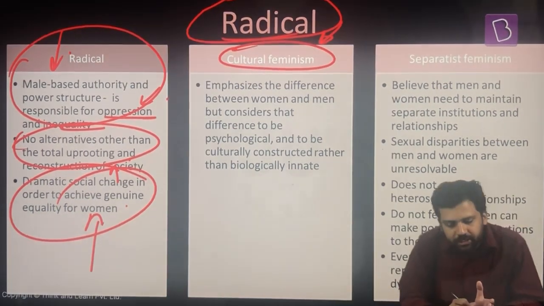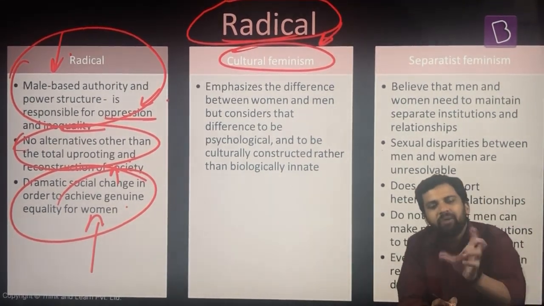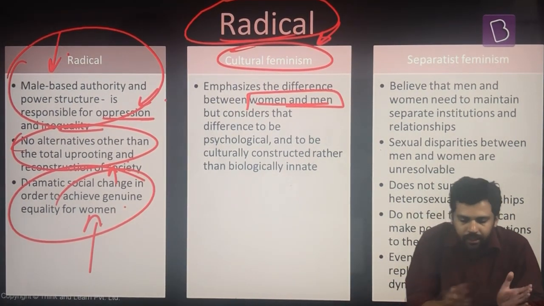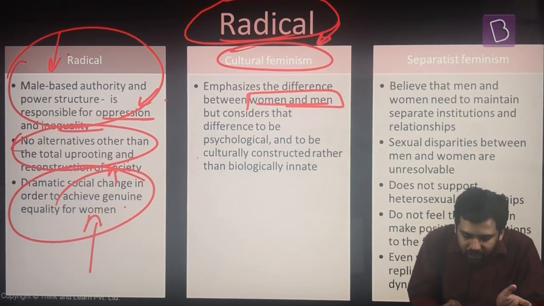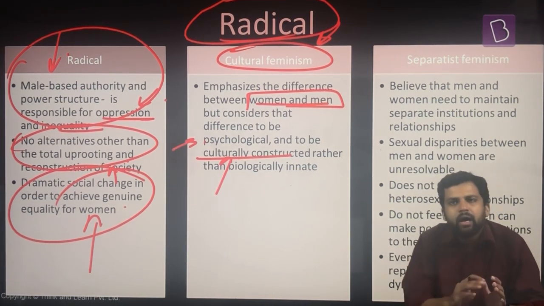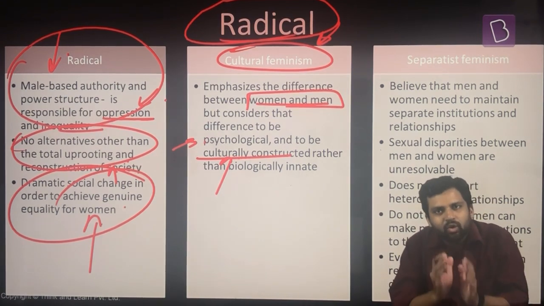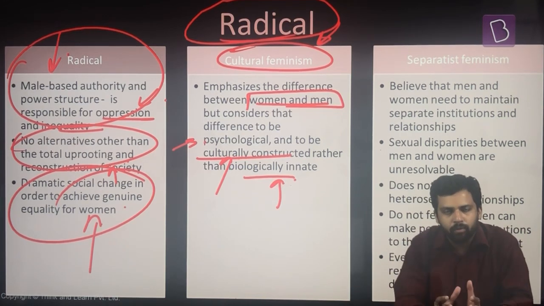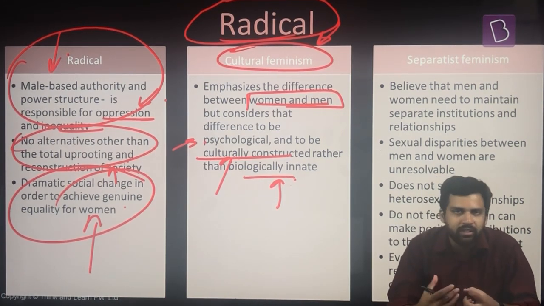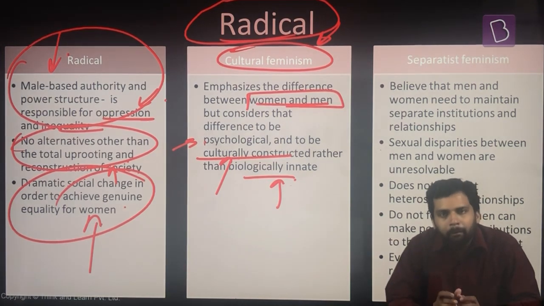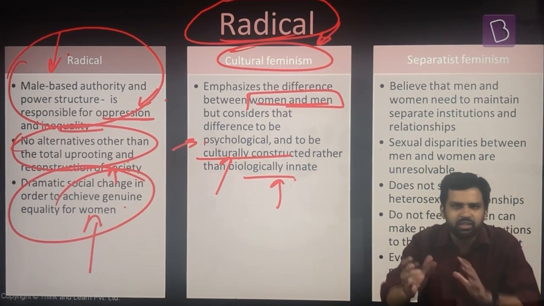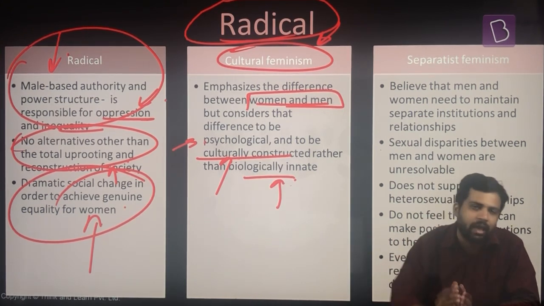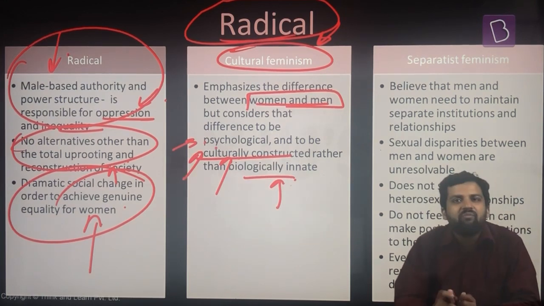Now, among the radical feminists also there are different strands of thought. Some are cultural feminists. They feel that the difference between men and women has been created culturally, it has been created psychologically. The difference is not inherent, it is not biological. When men and women are born, male and female, they have different organs, they have different genetic makeup. But the difference that you see in the power structures is not because of the biological difference. The difference has been created over a period of time, and all these things have been constructed culturally.